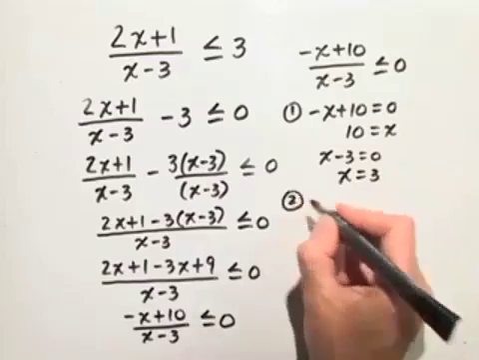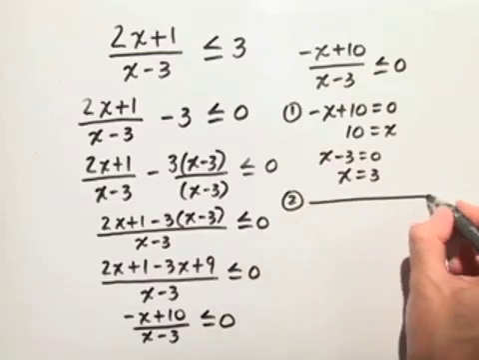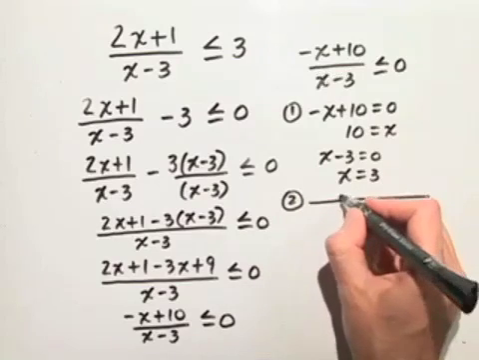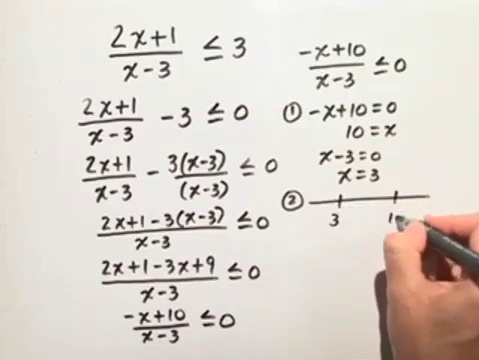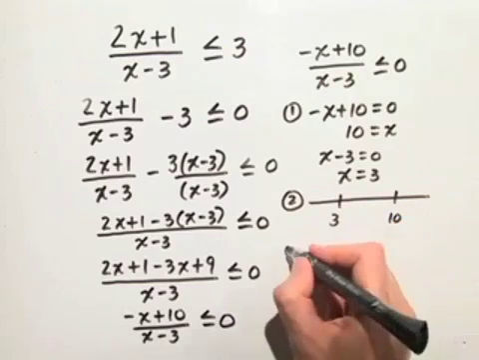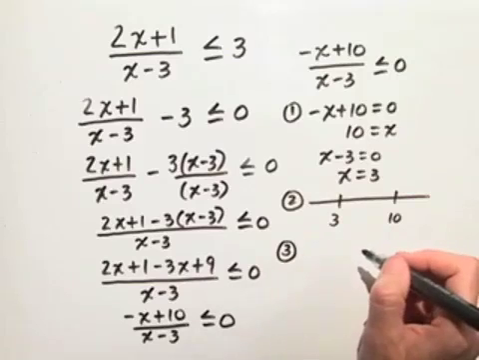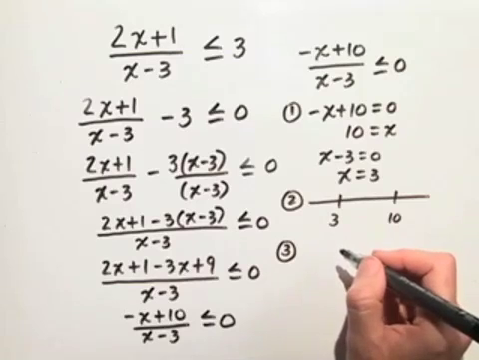So in step 2, we need to go to a number line. On the number line, we'll put our boundary points. We have 3 and we have 10. We have 3 different intervals at which to look now. So in step 3, we'll choose a test value in each of the intervals, put that into our original function.